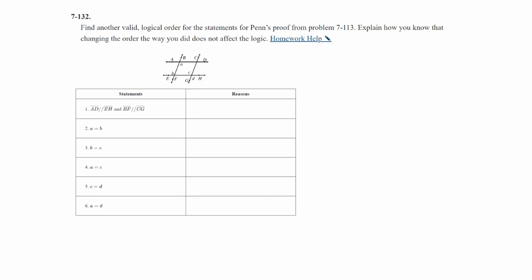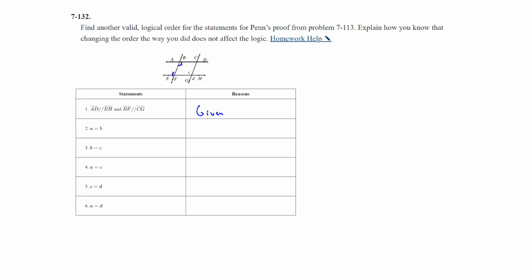Question 132. Find another valid logical order for the statements for Penn's proof from problem 7-113. Explain how you know that changing the order the way you did does not affect the logic. So I pulled up the question again, and if you take a look, the reasons aren't on here, but as you go through, the big thing that we had talked about before is that A and B on this one are congruent because alternate interior angles.